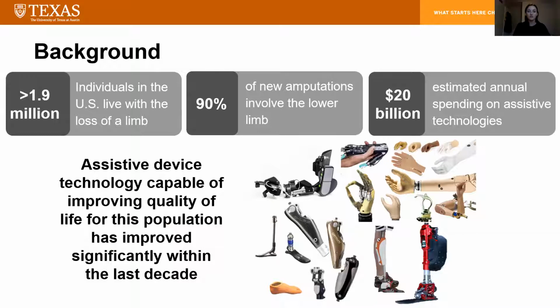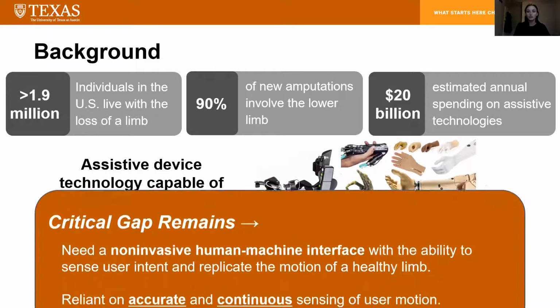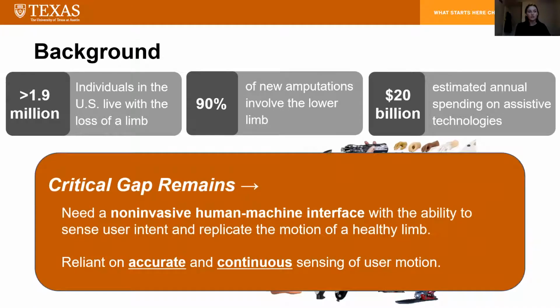While assistive device technology has improved immensely in the past decade with the introduction of powered assistive devices, the sensing and control interfaces of these devices do not allow users to access all of the high-level features outside of the lab. A critical gap remains, and there is a need for a non-invasive human-machine interface with the ability to sense user intent and replicate the motion of a healthy limb. This is reliant on accurate and continuous sensing of user motion.